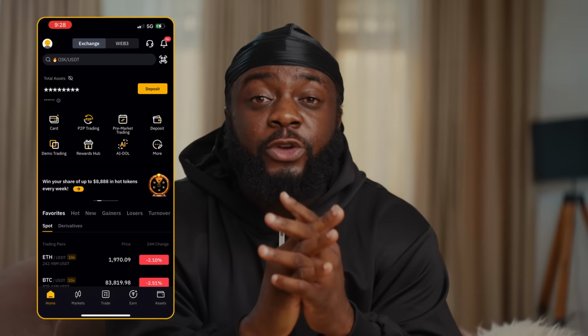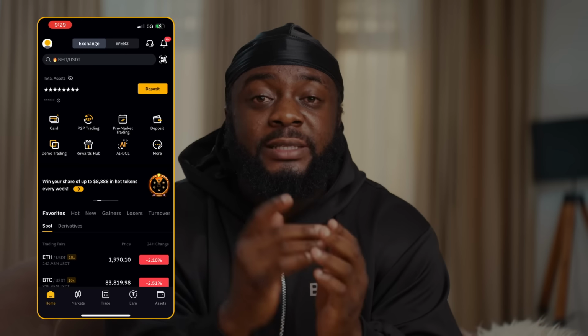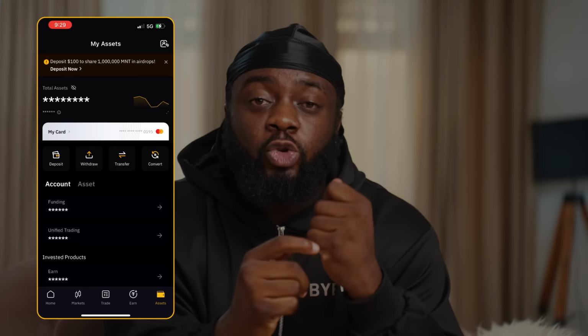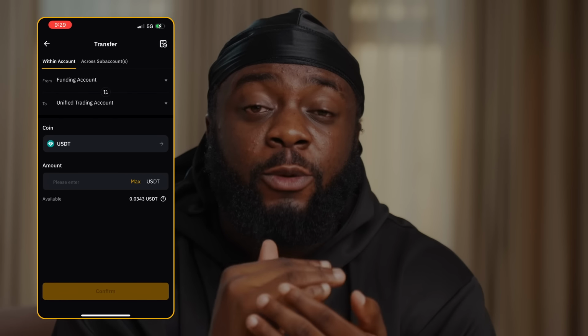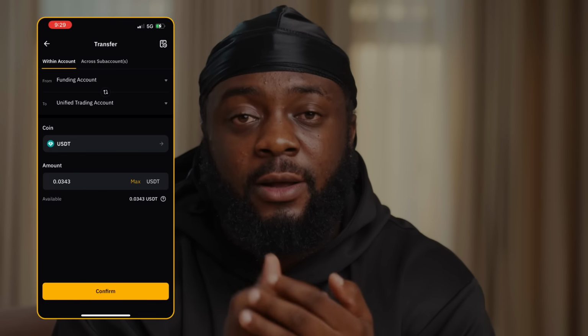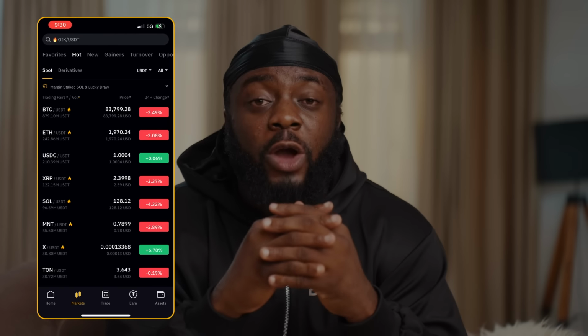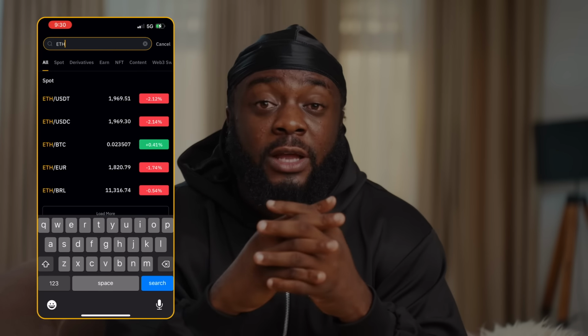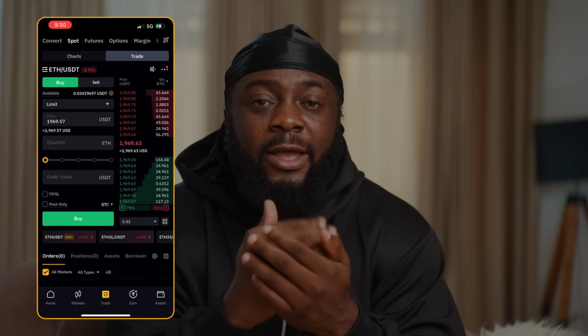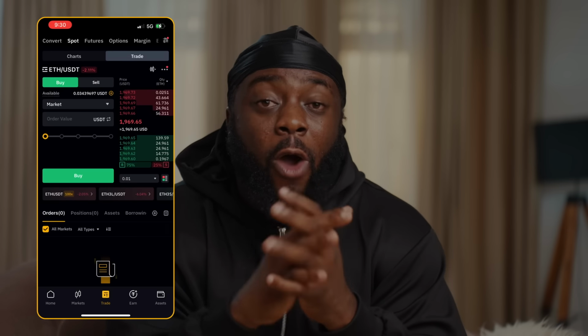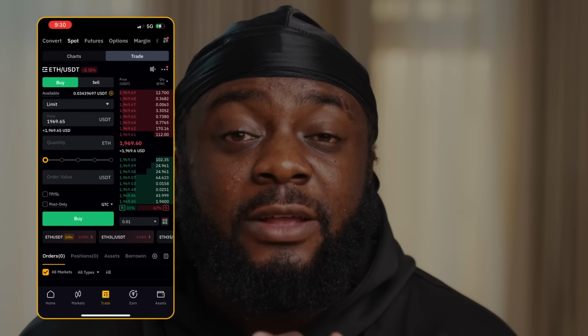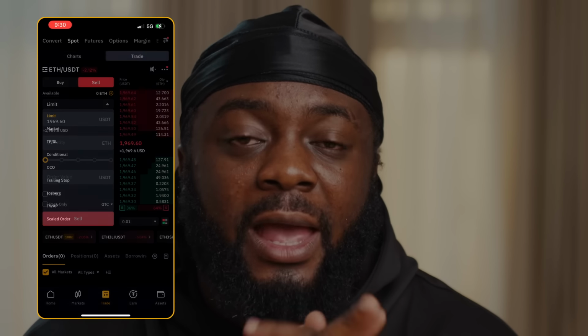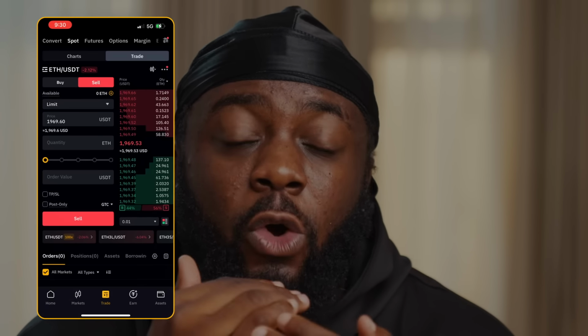Let's go. To start trading on spot, all you have to do is click on assets, click on transfer, then transfer USDT from your funding account to your unified account. To buy your favorite coin, all you have to do is search for it, maybe Bitcoin, ETH, or any other cryptocurrency, and simply buy using a limit or market order. Whenever you want to sell, simply click on the sell button on that same pair and sell with either a limit or market order.